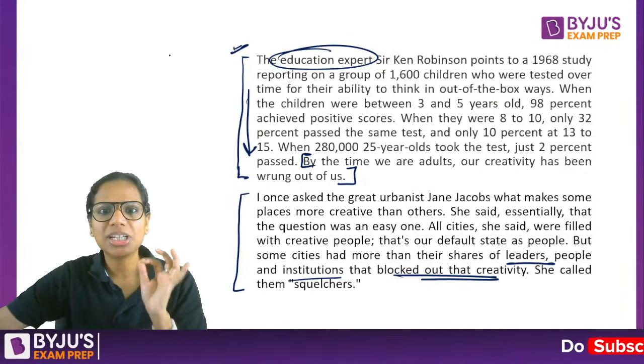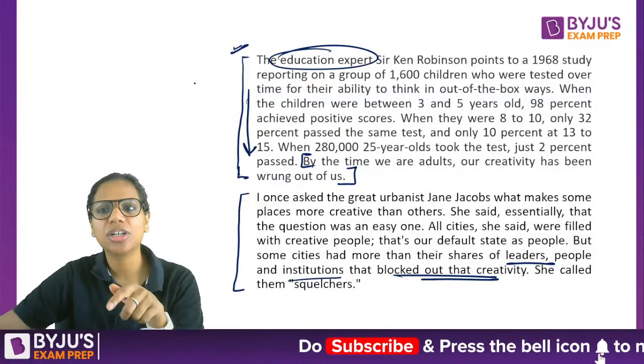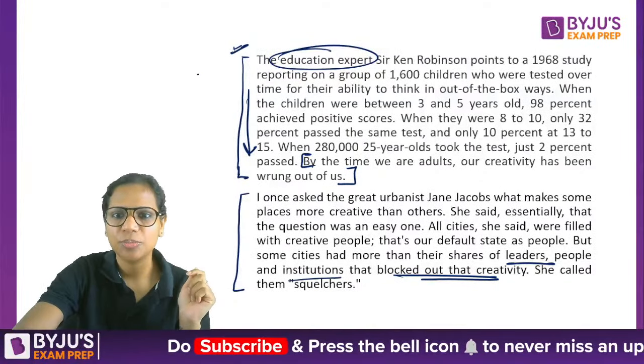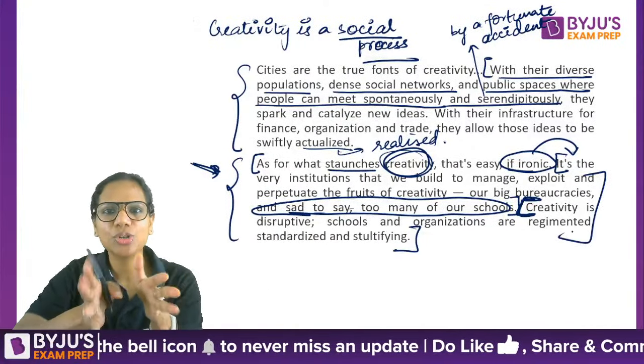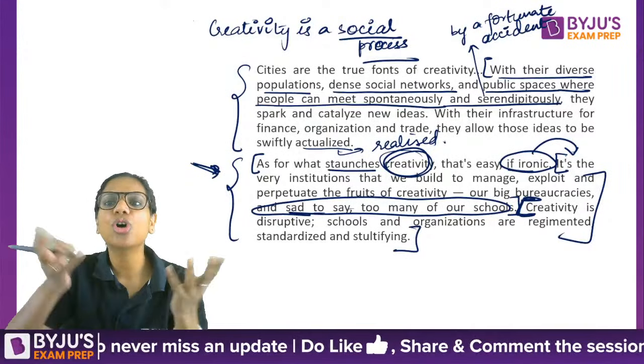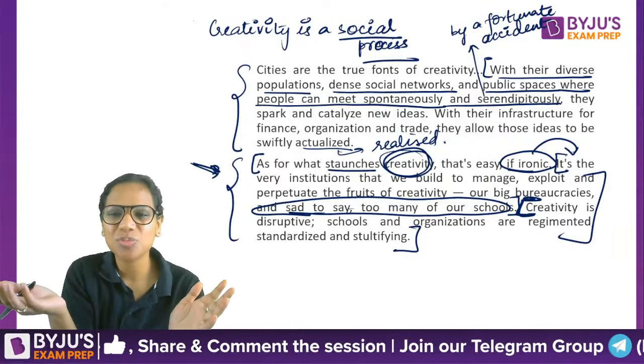Now, this bit is clear to me from here. What is the reason that as they became older, they grew less creative? Because of the institutions that they went to. I'm trying to relate it to institutions, no? So which institutions are they? They didn't go to bureaucracy. They didn't go to various bureaucratic departments.